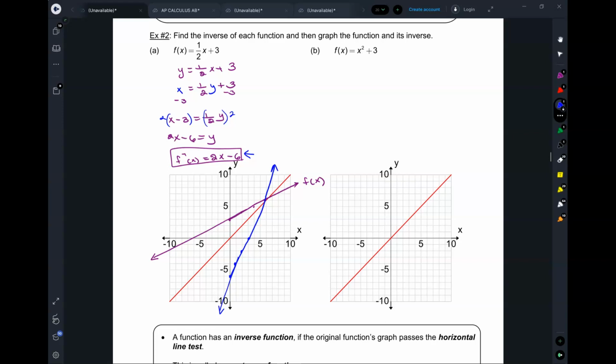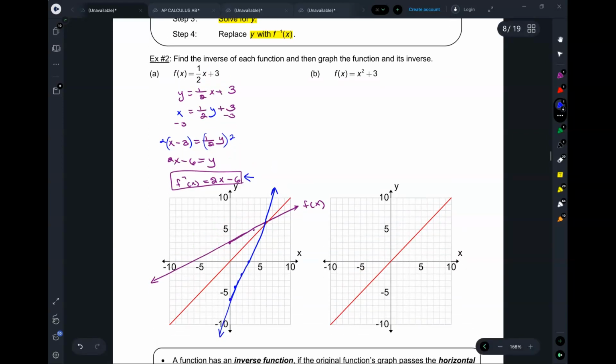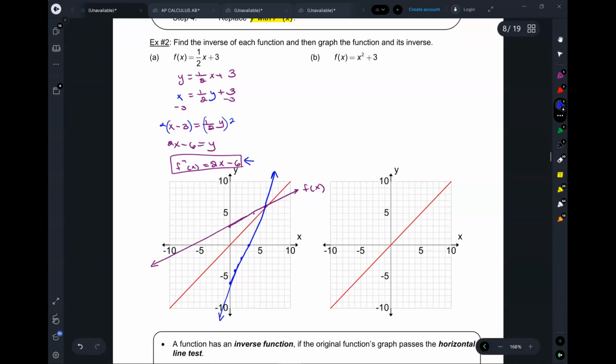Okay, and do you see how the blue and the purple are a mirrored image of each other along this red line? Yeah? Okay. Look at the slope, right? Look, this was 1/2, this is 2 over 1. You see how the rise over the run got switched, right? Because the x and the y's got switched, okay? All right. So next, let's do this one.